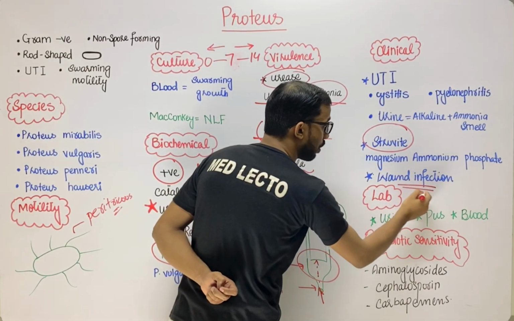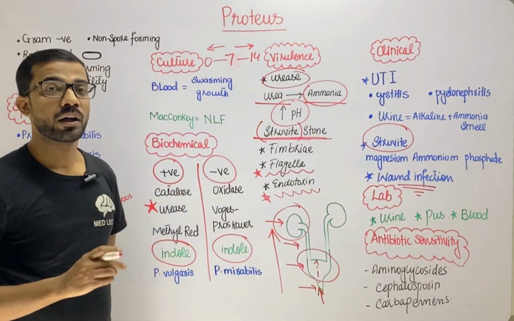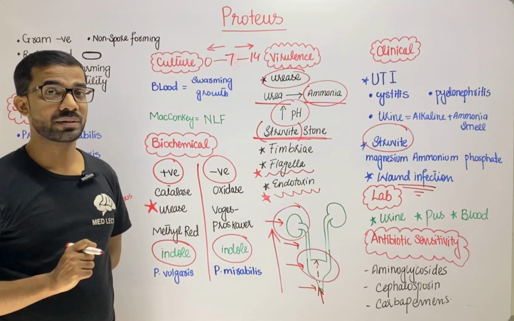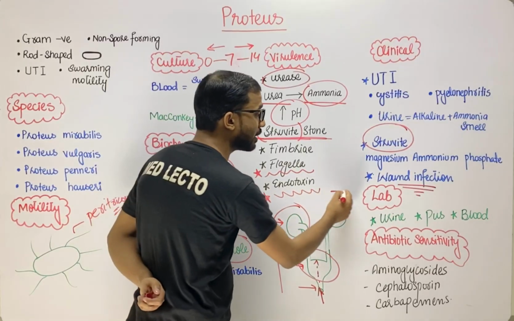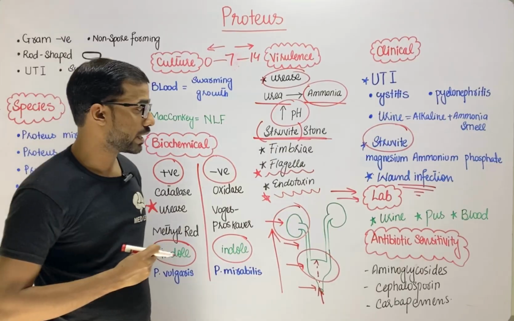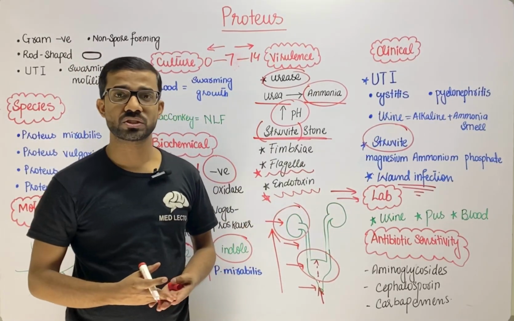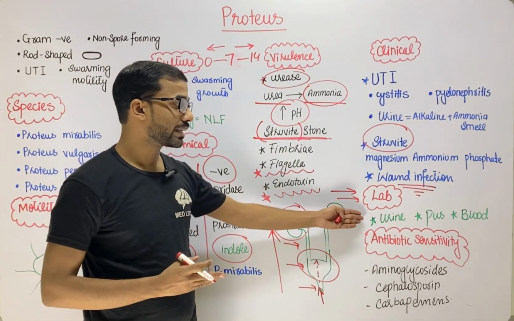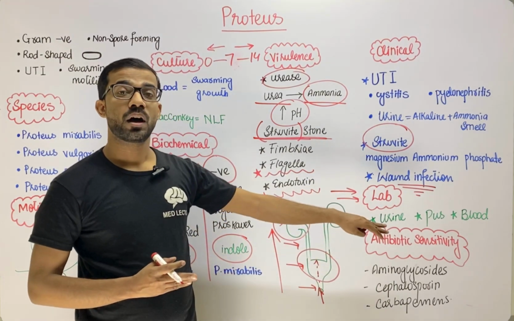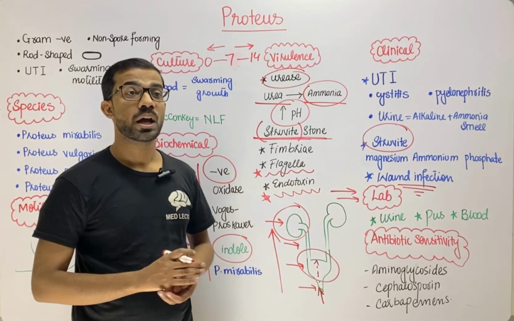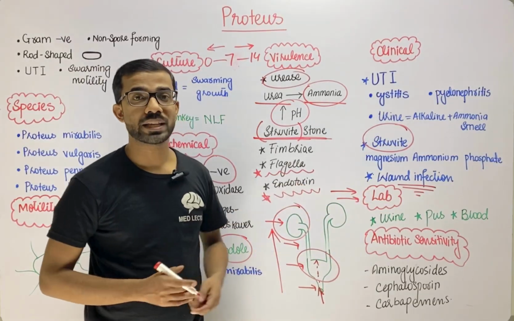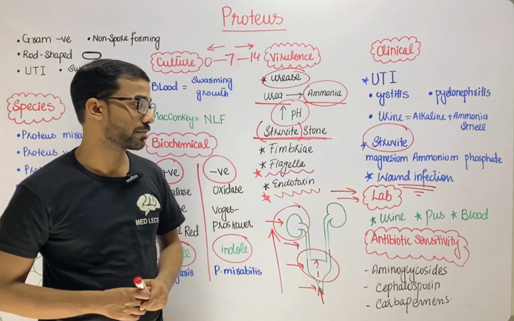Proteus can also cause infection in wounds, and it can also cause septicemia in rare cases. In the laboratory, what sample will we take for the diagnosis of Proteus? We can take urine. According to the clinical manifestations, we can take a sample of urine to check for UTI. We can also take samples like pus, because Proteus can also spread in wounds. And we can also take samples of blood because it can also cause septicemia.